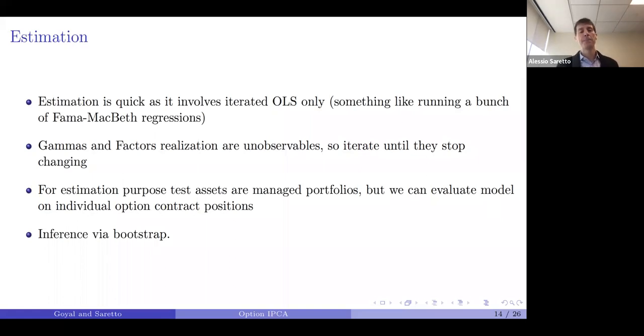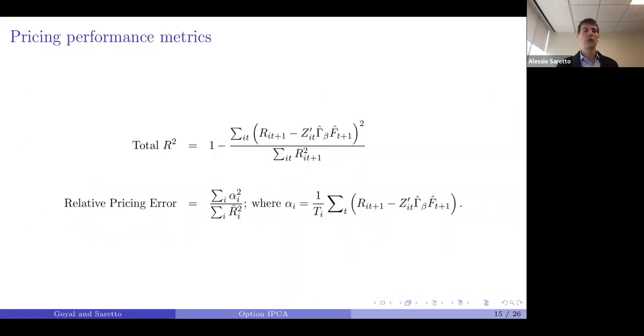All right, so we're going to evaluate these along 2 dimensions. One is total R squared. This is the standard definition of R squared, unadjusted, so this does not take into account degrees of freedom due to how many factors you have. And then we have this relative pricing error. This is the sum of the squares of all the alphas divided by the sum of the squares of all the average returns.